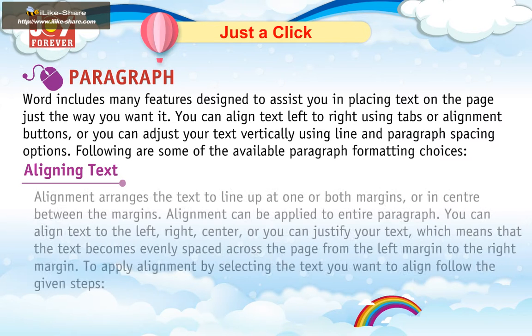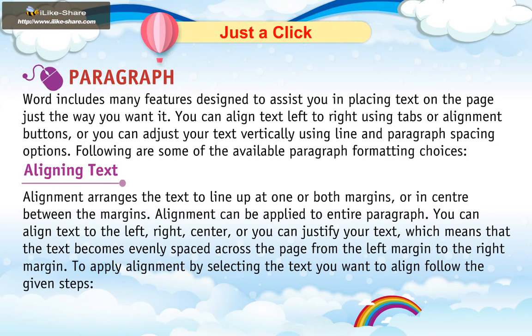Aligning text. Alignment arranges the text to line up at one or both margins or in the center between the margins. Alignment can be applied to an entire paragraph. You can align text to the left, right, center, or you can justify your text, which means that the text becomes evenly spaced across the page from the left margin to the right margin.